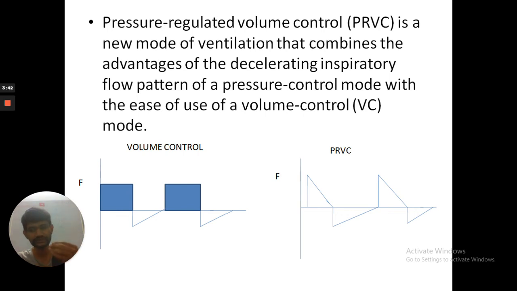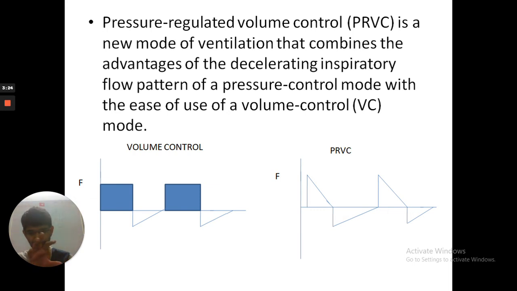So how can you reach PRVC mode in a ventilator? There are two methods. One, you directly have a PRVC mode option, or second, if you don't have PRVC mode in your ventilator, go to volume control mode and turn auto flow on. Turn auto flow on, and it converts the volume control into pressure regulated volume control.